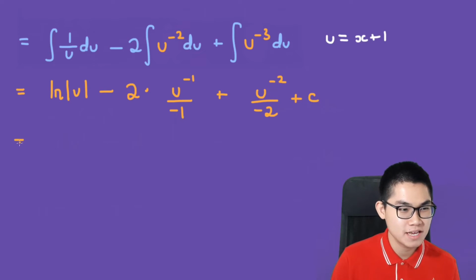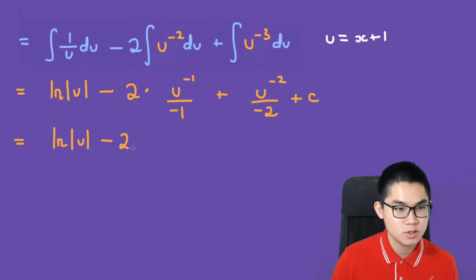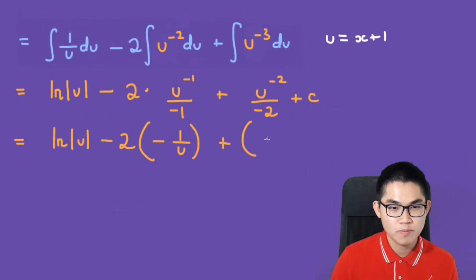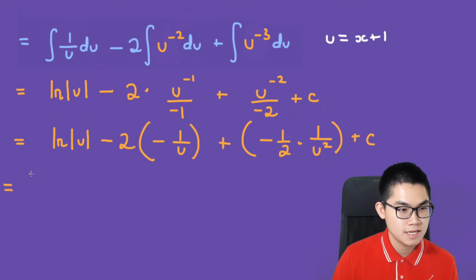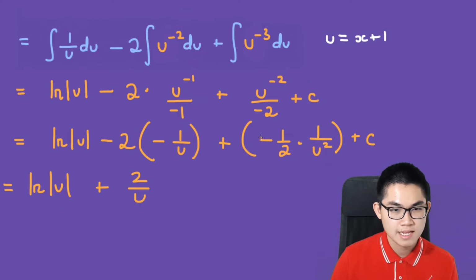Then what will this give us? Well, it will give us the ln of absolute value of u minus 2 times, this is going to be negative 1 over u, plus this would be negative 1 over 2 times 1 over u to the power of 2 plus c. This is the ln of absolute value of u plus 2 over u. Then here we have minus 1 over 2 times u to the power of 2 plus c.